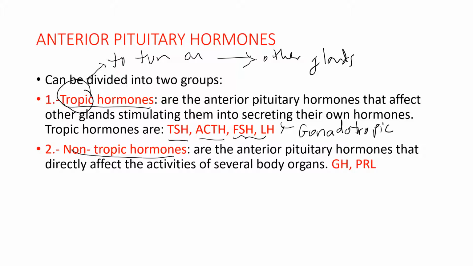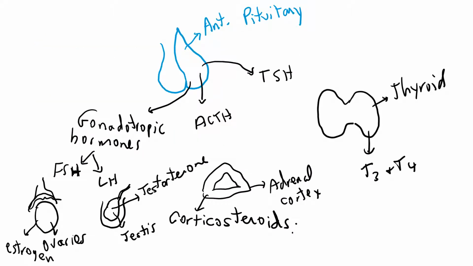The non-tropic hormones are two, growth hormone and prolactin. Anterior pituitary hormones, which are called tropic hormones, are called so because they turn on other glands. TSH, thyroid stimulating hormone, affects the thyroid gland and causes it to secrete its hormones, thyroid 3 and thyroid 4 hormones.